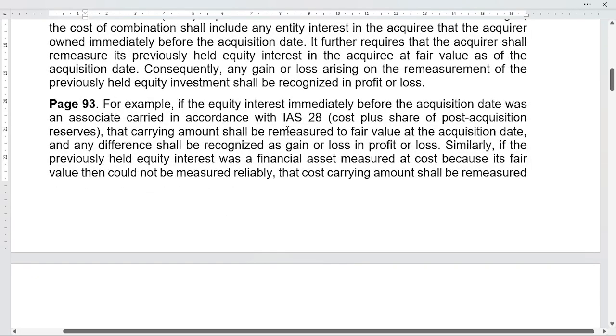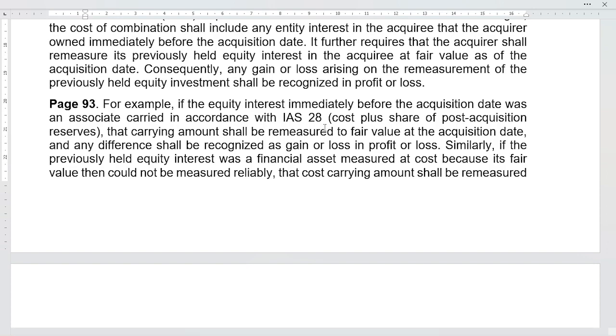For example, if the equity interest immediately before the acquisition date was an associate carried in accordance with IAS 28, cost plus share of post-acquisition reserves, that carrying amount shall be remeasured to fair value at the acquisition date, and any difference shall be recognized as gain or loss in profit or loss.